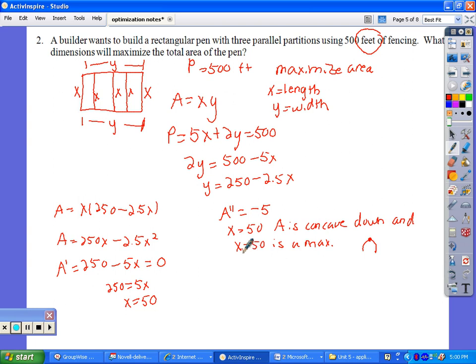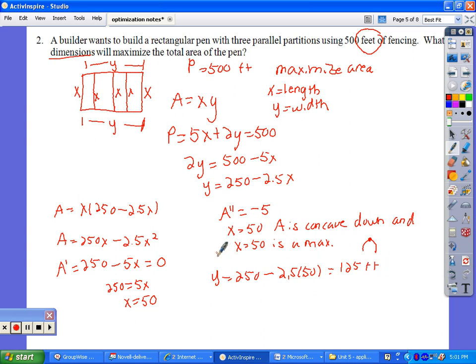Okay, after we did our second derivative test, we need to answer the question. So what dimensions? We have the length of the pen, and we need the width. So we need to plug 50 into my equation for y to find the width. So I have 250 minus 2.5 times 50. If I do that, 2.5 times 50 gives me 125, and if I do 250 minus 125, I get 125. Okay, and my units are feet.